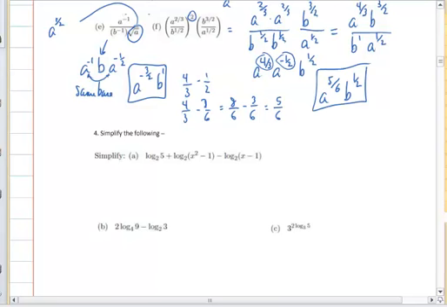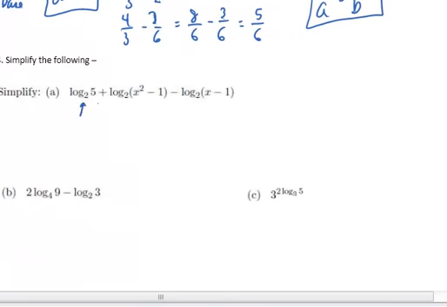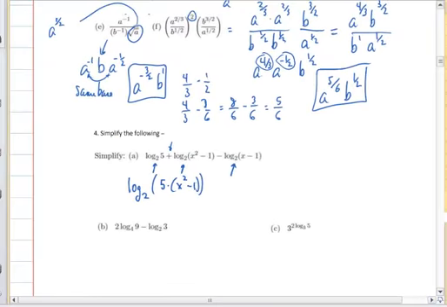We have to compress the logarithms, and you can only do it if you have the same base. So I notice here I've got all base 2. So what I'm going to do is, when you're adding a logarithm, that turns these two logarithms into multiplication, so I'll say I have log base 2 of 5 times x squared minus 1. And now subtraction means you divide, so that'll be all over x minus 1.